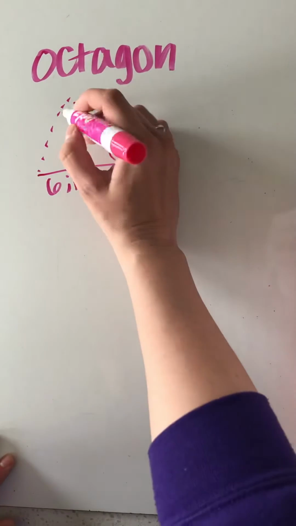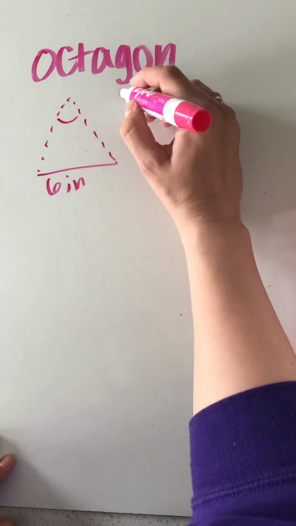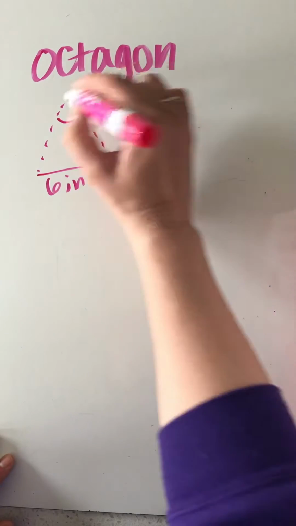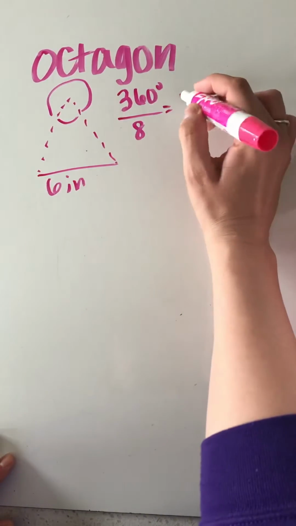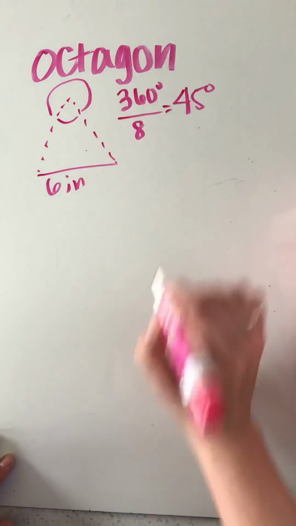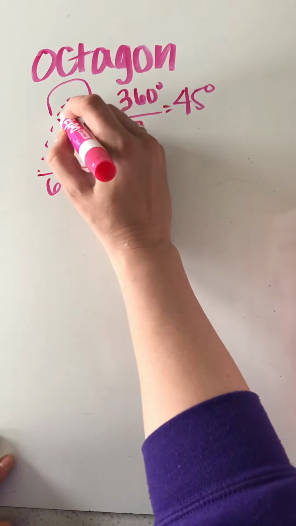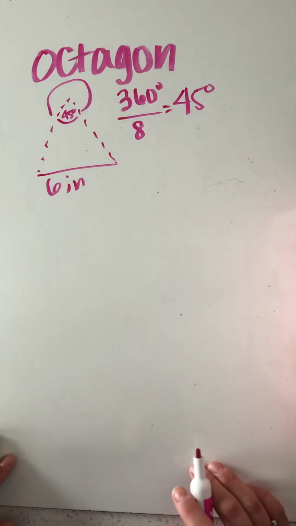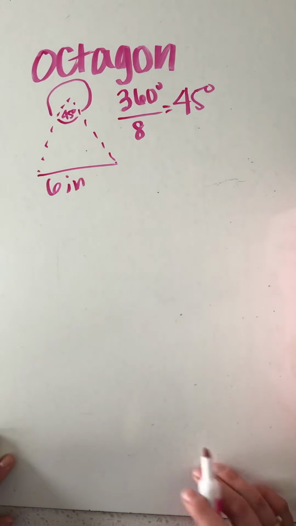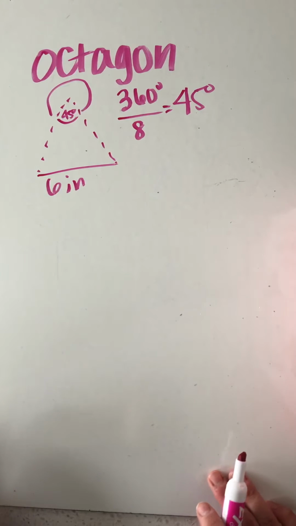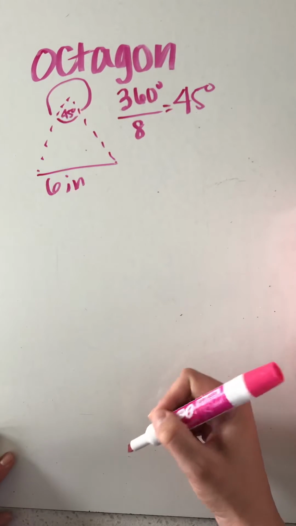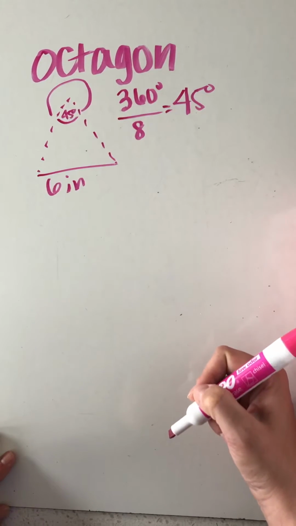We also know the central angle, and you can find that by doing 360 degrees, all the way around, split into 8 equal parts, and that's 45 degrees. So we know that this is 45, and if we wanted to find the area of that triangle, we would need to do base times height. In order to find the height, we have to do some trig, and in order to use trig, we have to have a right triangle.